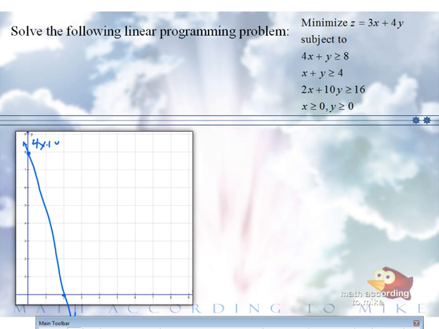plus y equals 8. If this is doing it again, we might have to stop recording. I don't like that. I don't know why it's doing that.